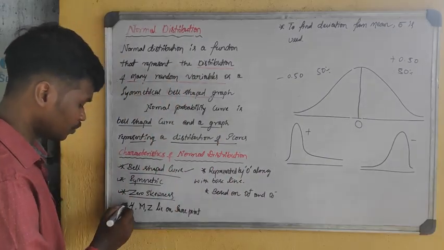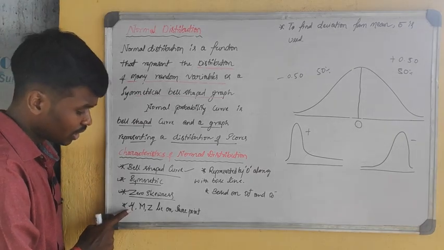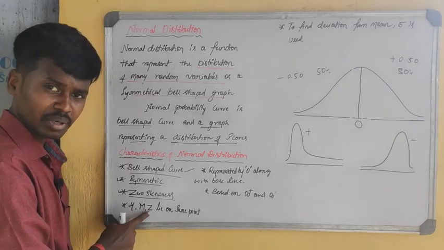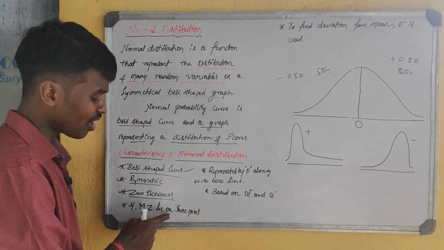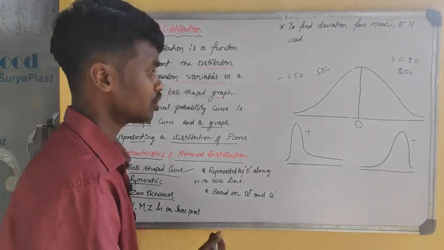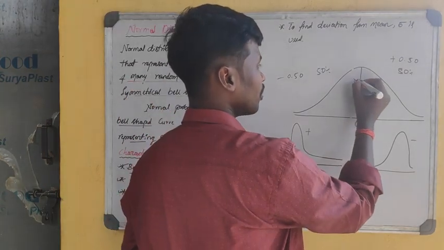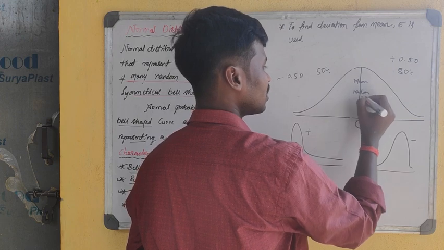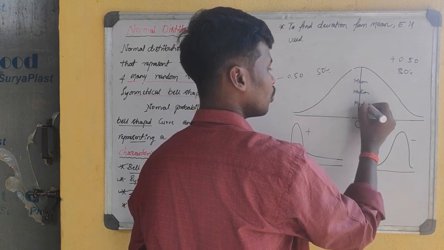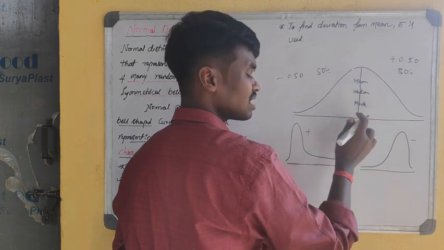Okay, next, mu is the mean, median, and mode values. See, mean, median, and mode lie on the same point.